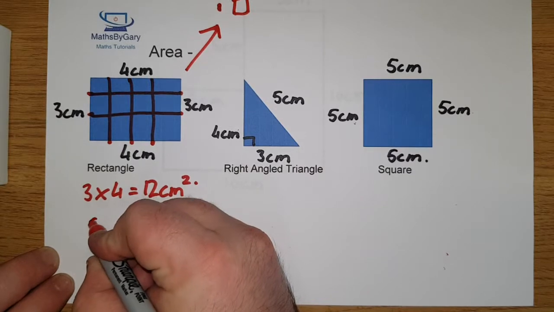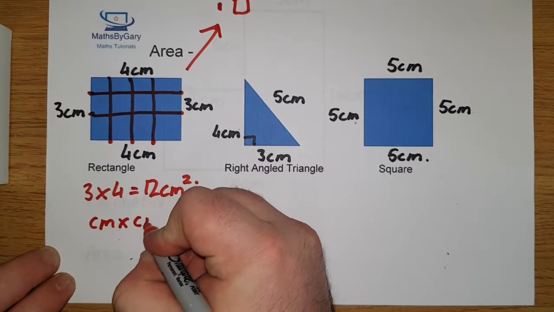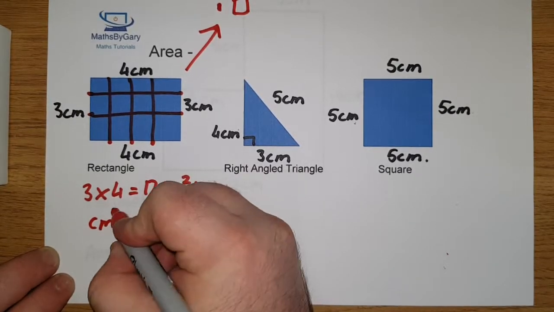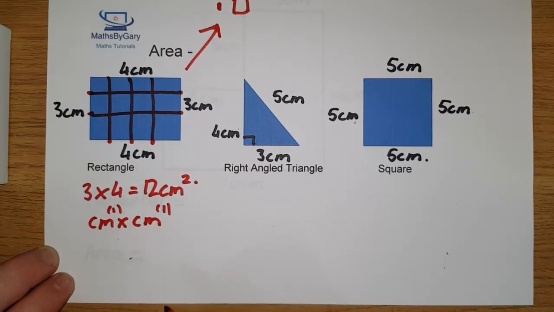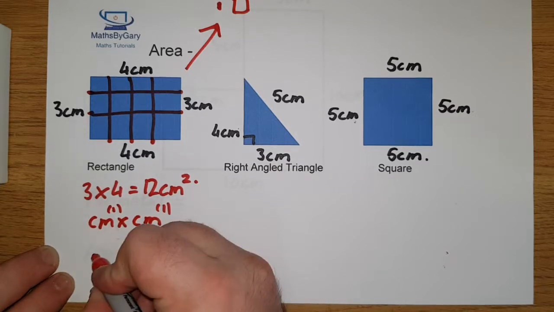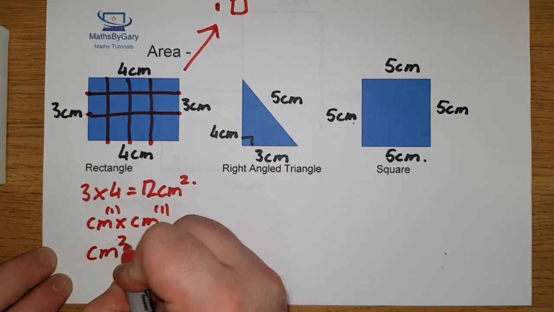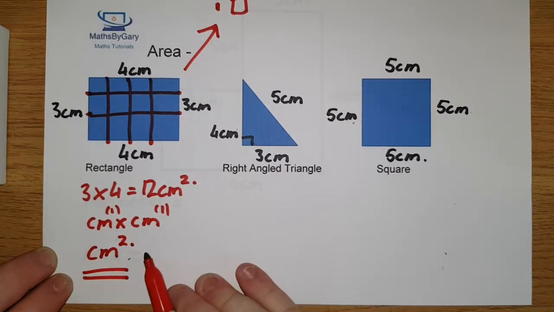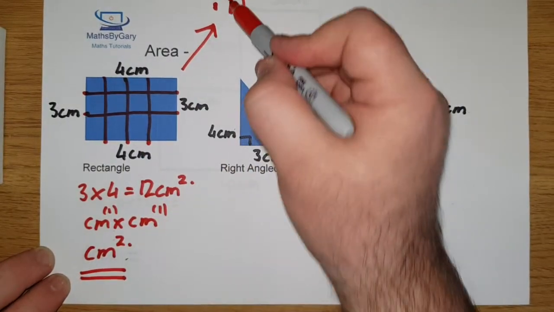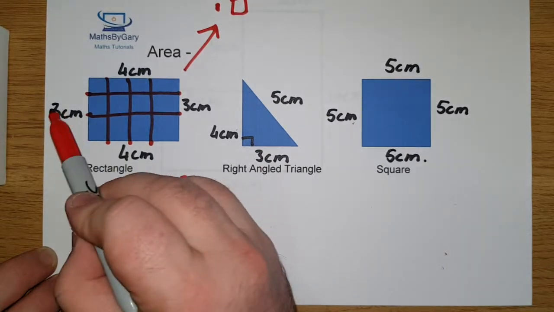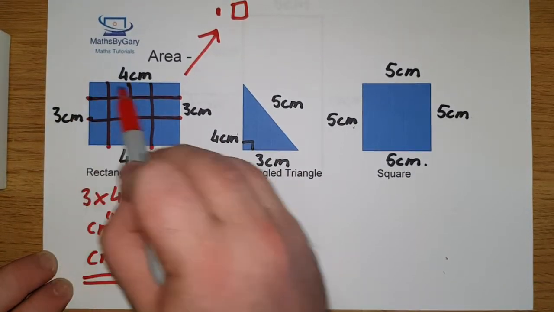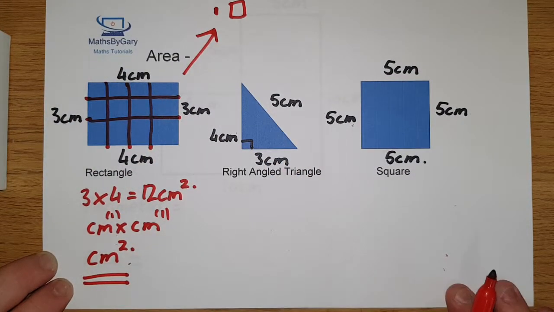Because if you imagine centimetre times centimetre, we'd have centimetre to the 1, centimetre to the 1. When we multiply, it then becomes centimetre squared. So that is effectively what this small box represents: 1 centimetre squared. So for a rectangle, 3 by 4, the length by the breadth gives us 12 centimetres squared.